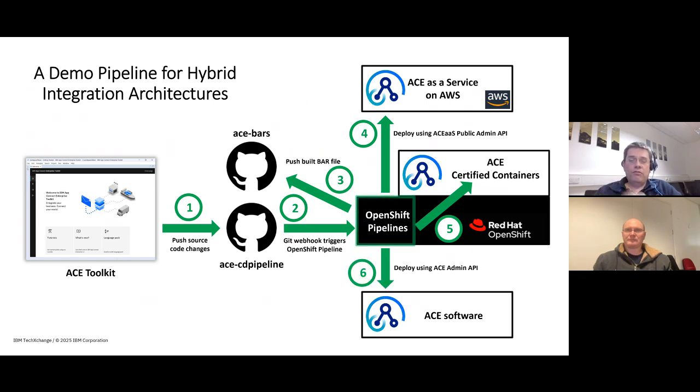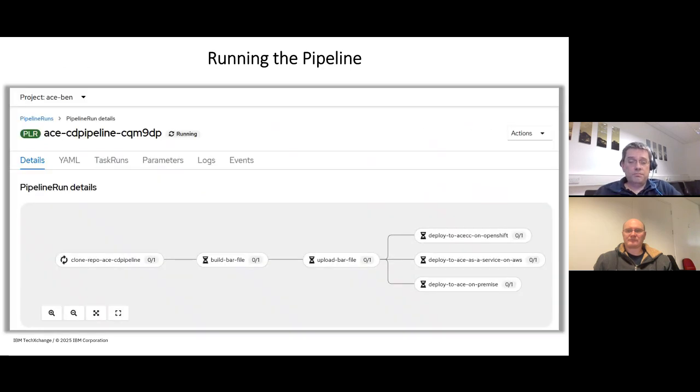We've got our public cloud environment that we were introducing earlier called ACE as a service. We have a local certified container environment running on OpenShift alongside the pipeline. And then we've got a traditional ACE software deployment on premise. And we're going to do those 3 pushes in steps 4, 5, and 6 all at the same time.